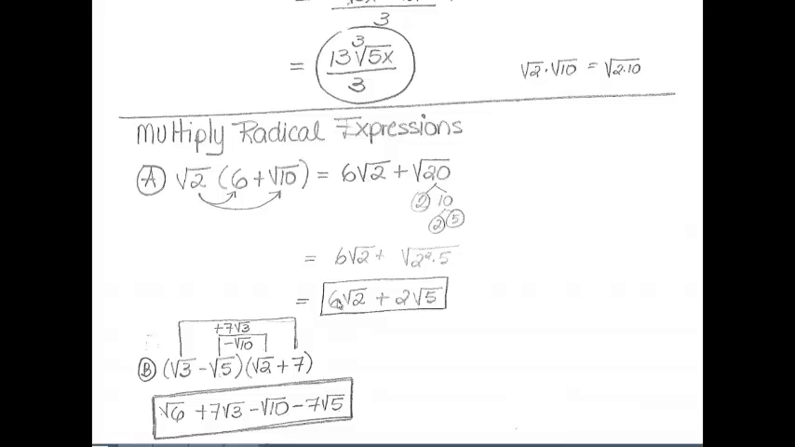Alright, the next problem is, it looks like a binomial, right? Because you have a square root of 3 minus square root of 5 times square root of 2 plus 7. So basically I do FOIL, and I multiply the first times the second, so square root of 3 times square root of 2 is square root of 6. I do the outside numbers, so square root of 3 times 7 is 7 square root of 3, and negative square root of 5 times square root of 2 is negative square root of 10.